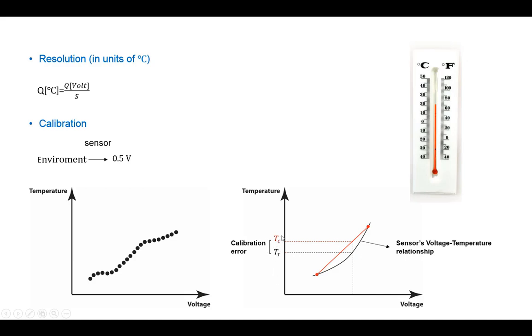I can reduce this calibration error by considering more points for calibration. As an example, if I take 3 points for my calibration and do the quadratic calibration, this error will be reduced. Or I can take 4 points and do the cubic calibration to reduce this calibration error further and further.